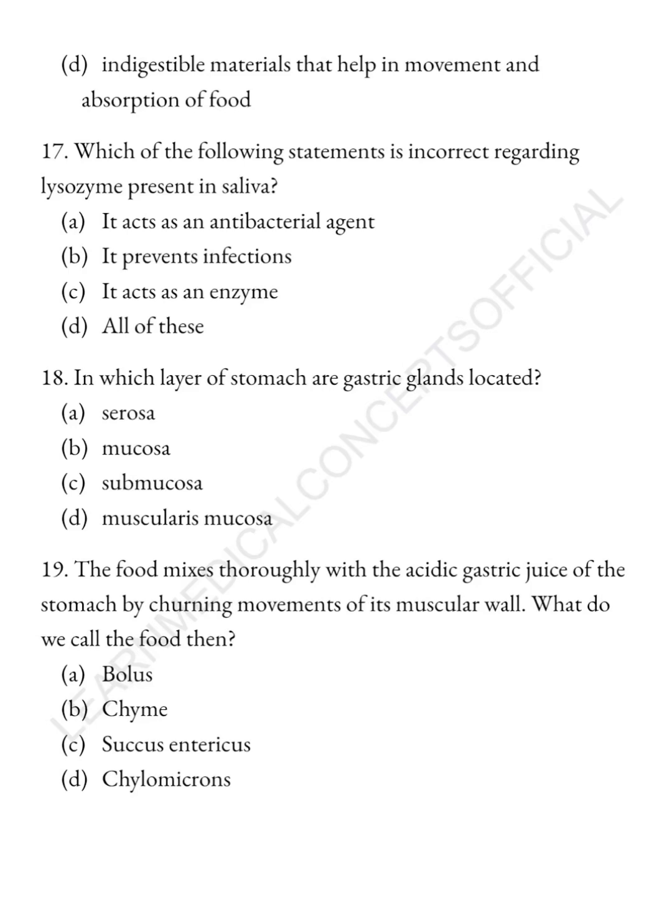And the correct option is option A. It acts as an antibacterial agent. 18th question. In which layer of the stomach are gastric glands located? Option A, serosa. Option B, mucosa. Option C, submucosa. Option D, muscularis mucosa. And your time starts now.